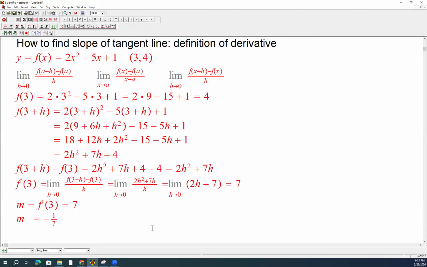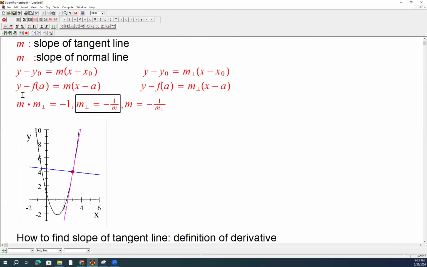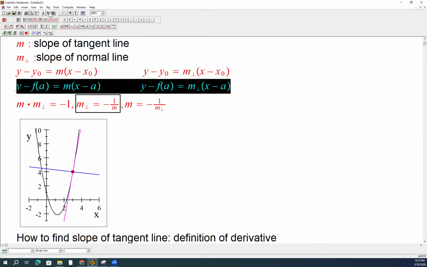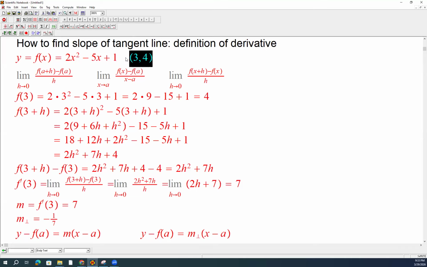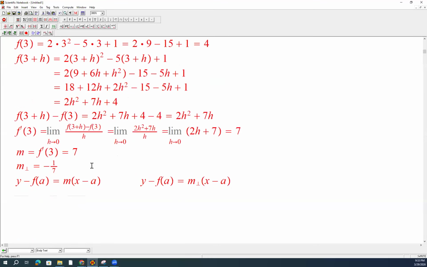Okay, so by this time we can find the line equation now. We can find the line equation, okay? So we're going to take these two formulas for line equation. And we have the point. The point is 3, 4, right? So that's the point. 3, 4. So f of a is 4, right? And a is 3. And the slope is 7. And this is negative 1/7.